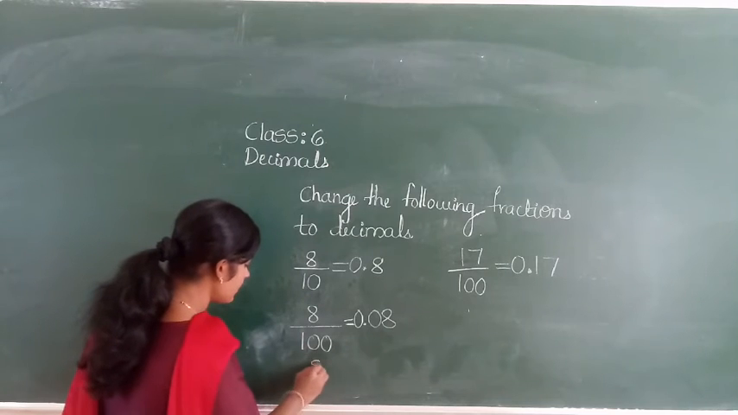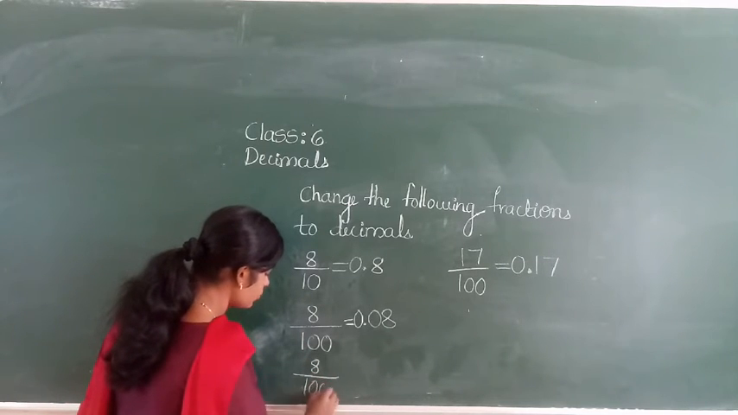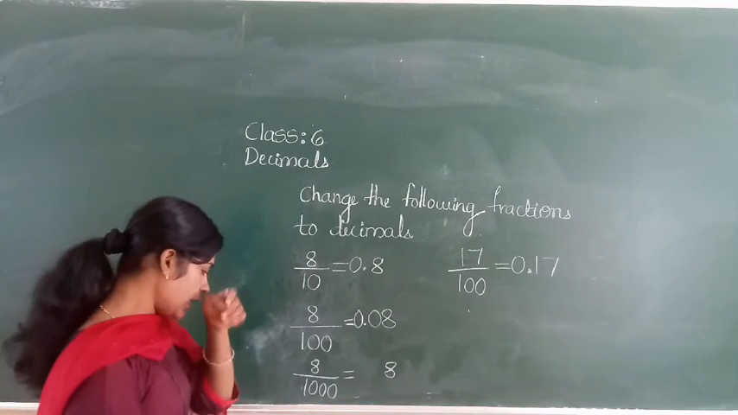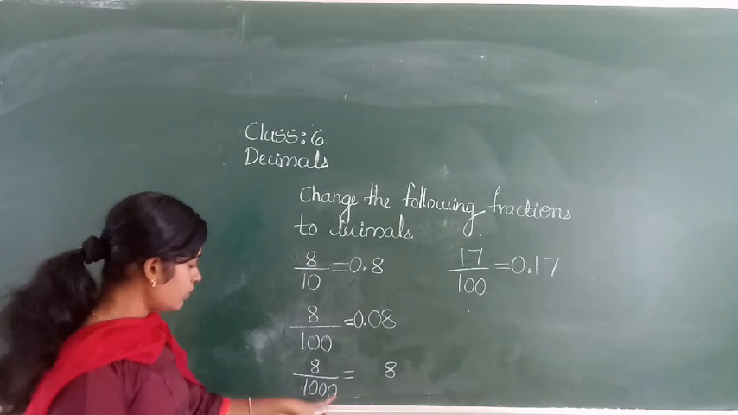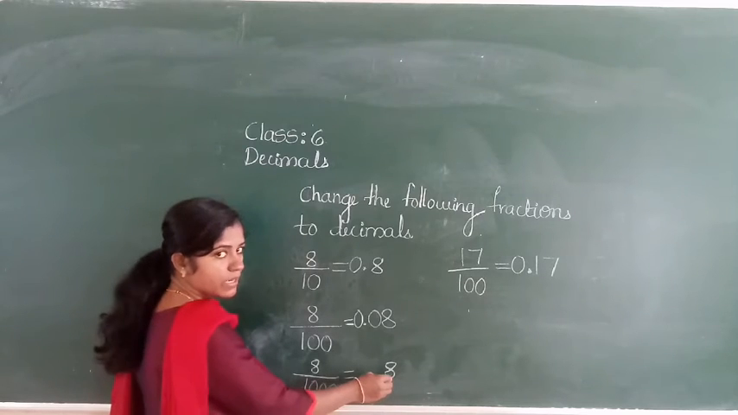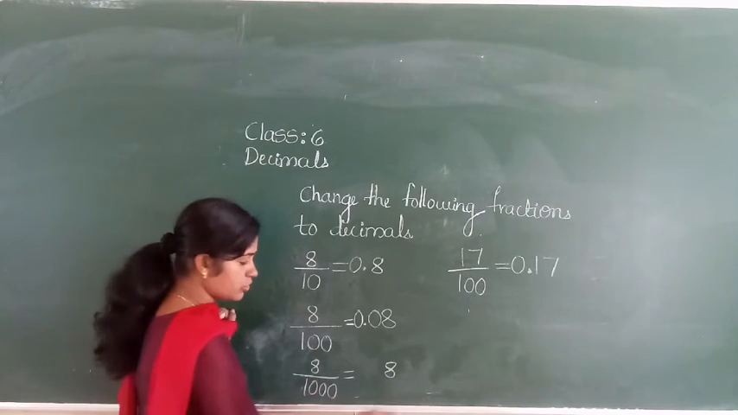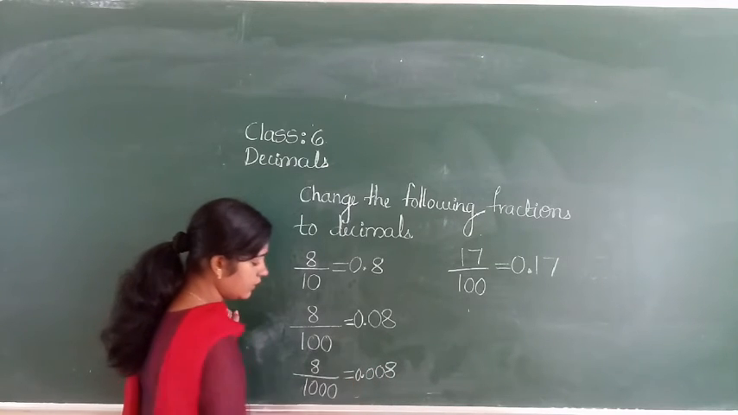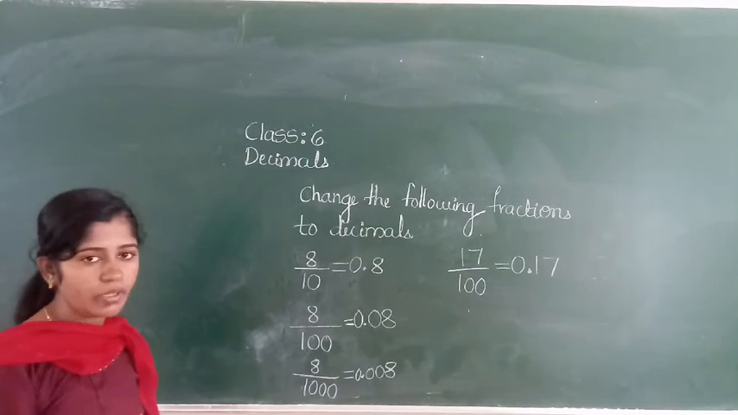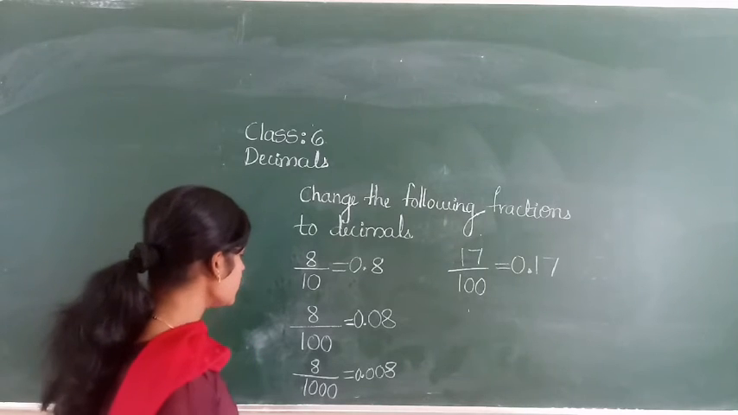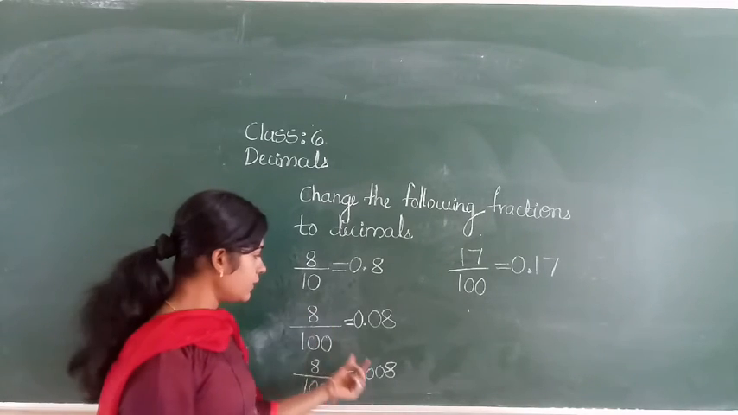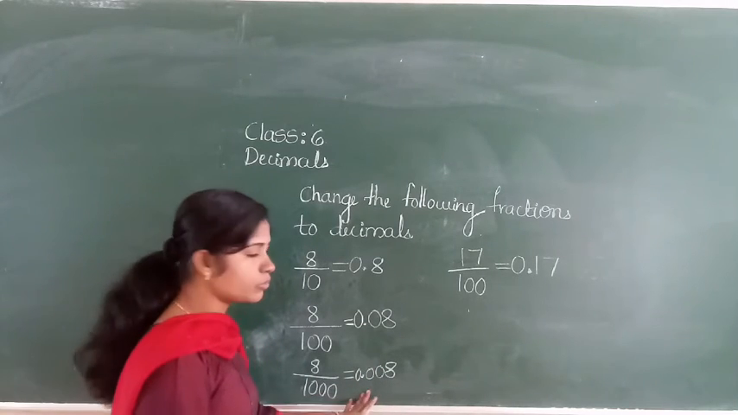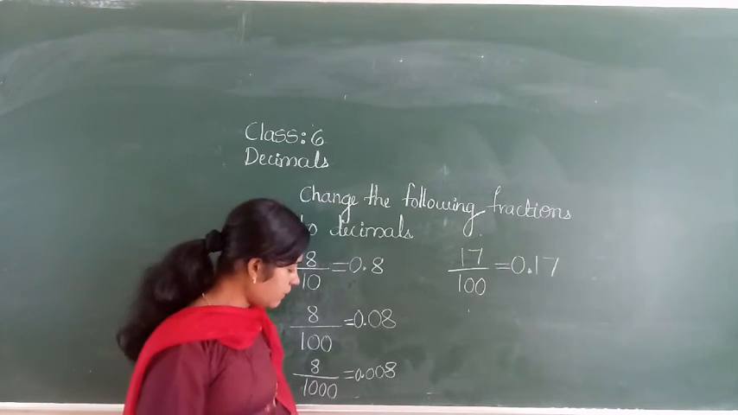I will take one more example here. 8 by 1000 is there. First step you write the numerator as it is. Then see here in the denominator how many zeros are there? 1 2 3. Then here only one place is there, so I need to give here again 2 zeros. 1 2 3 and give here the point and write here 0. 0.008 is the answer. In case the digits are not there, then that time you have to give the zeros, and after that many places you have to leave and give the decimal point.